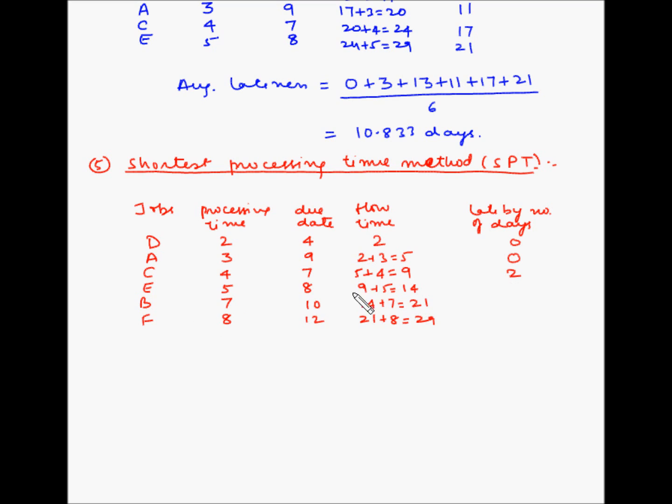E is late by 14 minus 8, which is 6 days. B is late by 21 minus 10, which is 11 days. And F is late by 29 minus 12, which is 17 days. Let's find out the average lateness.